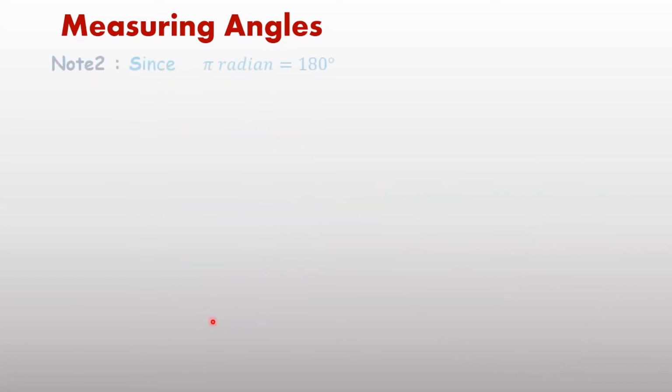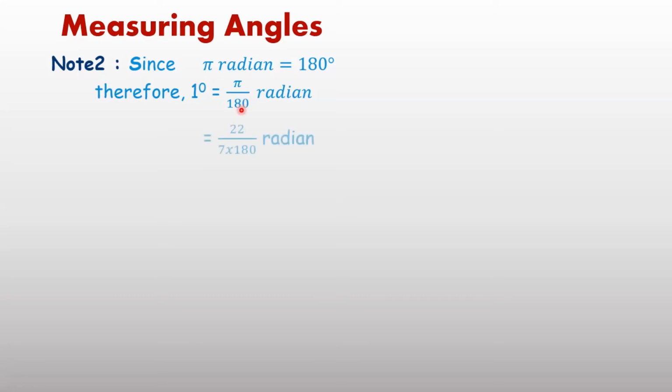Second important note: since pi radian equal to 180 degree, you can write 1 degree equal to pi by 180 radian. If you put the value of pi and divide, you will get the value of 1 degree as 0.01746 radian, that is 22 upon 7 into 180.